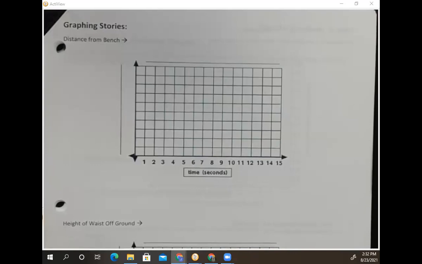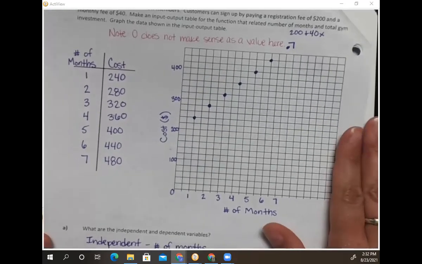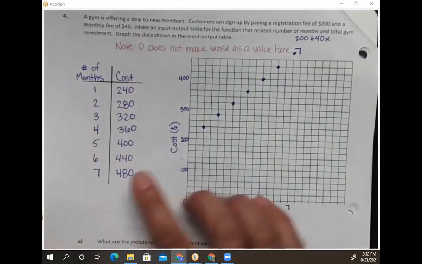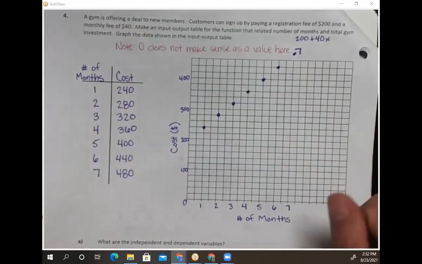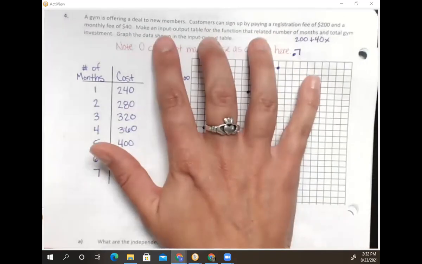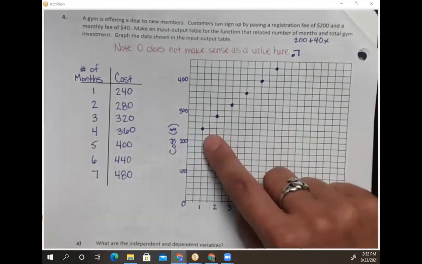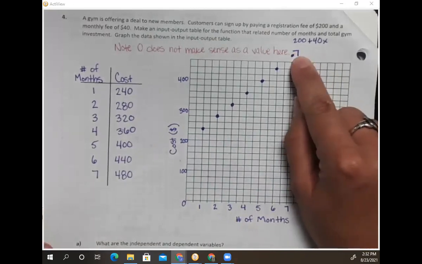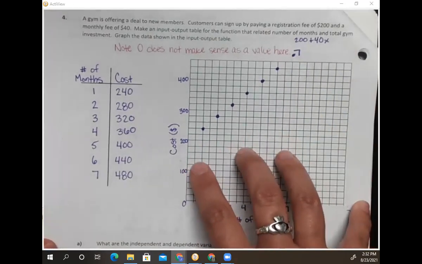So if I flip back really quickly to what we looked at last time, this is the last example we did together in class on Friday. We had this scenario here. We used it to create a table. We plotted our points. Based on the information, the context of our problem, we decided not to connect our points. And then we decided to put an arrow on this end. So that's what we looked at last week.